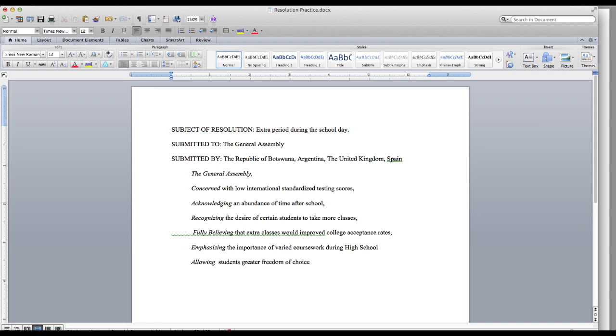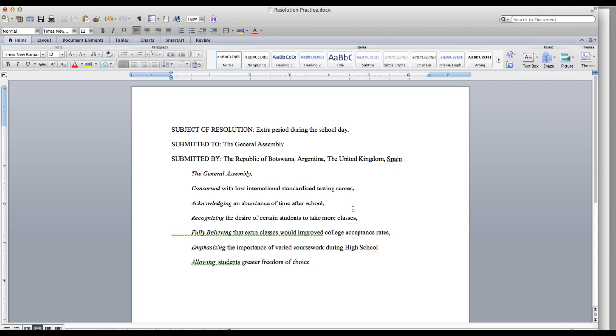And I think that accurately sums up, and you probably all get the point of what we're kind of going for right now. Basically, these are the reasons that the Republic of Botswana, I would say, wants these extra periods, okay? And so if I believe that the international standardized testing scores are really low, maybe this extra period would fix that. You know, the abundance of time after school allows for that. The desire of certain students to take more classes supports this. The fact that it would improve college acceptance rates makes this a good reason to happen.